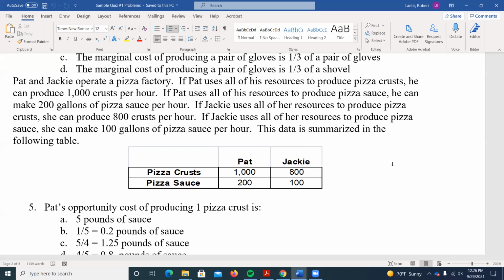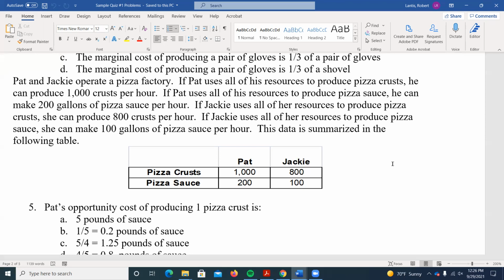So we were asked about Pat, which was this blue line. All we're going to do is find the slope of this line. Rise goes from 200 to 0. The run goes from 0 to 1,000. So the cost of a pizza crust is 0.2 or 1/5 of a gallon of sauce. If we look at the answers here, anytime we have something like this, I'll give you the fraction and the decimal. So 1/5 or 0.2 gallons of sauce is our cost.